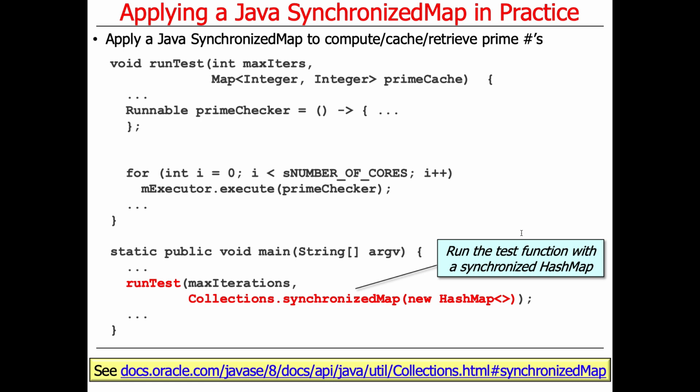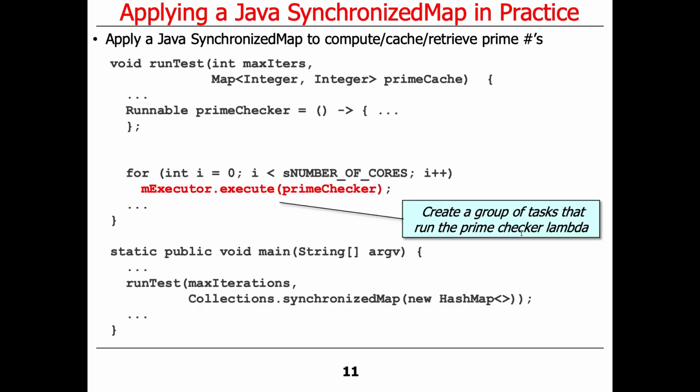And then for this version, we create a synchronized map using a HashMap, and we run it for max iterations. So what that's going to do under the hood is execute this lambda for the number of cores using a synchronized map.